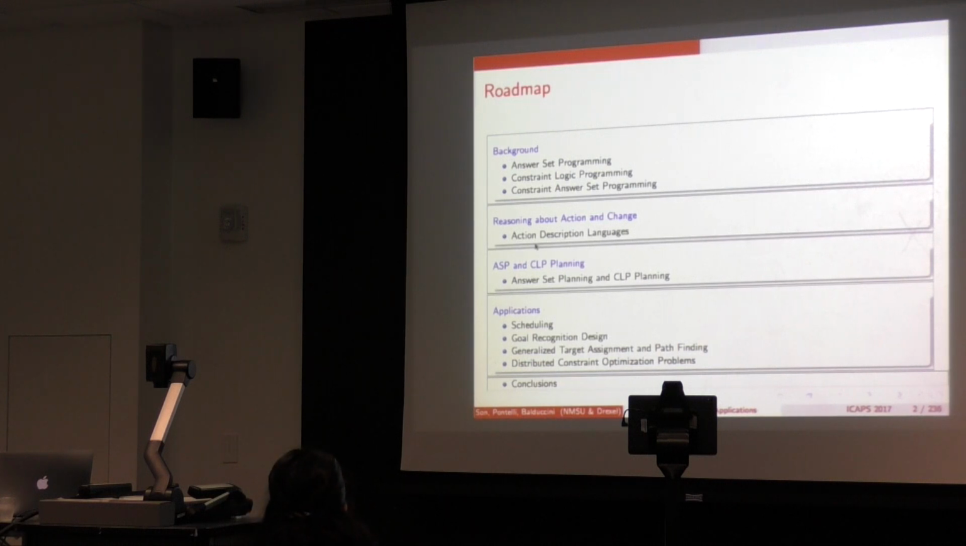Since this tutorial is geared towards the planning community, we will need a representation language to talk about. So we'll talk a little bit about reasoning about action and change, and specifically about the action language B, which is almost comparable with PDDL. And then we'll focus on the main thing of this tutorial: how do we plan using answer set programming and constraint logic programming with this technology?